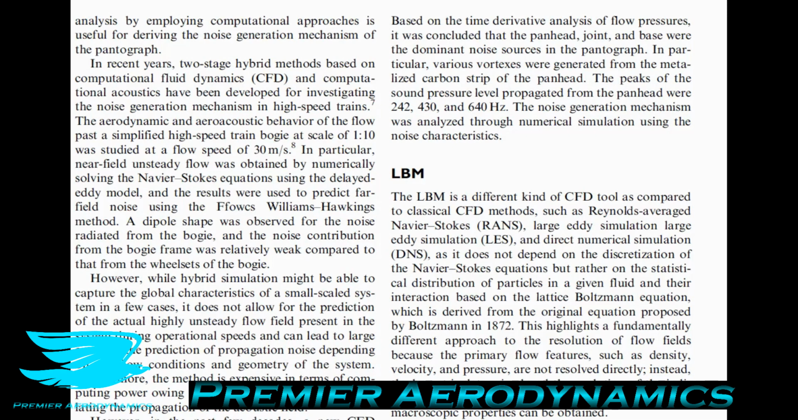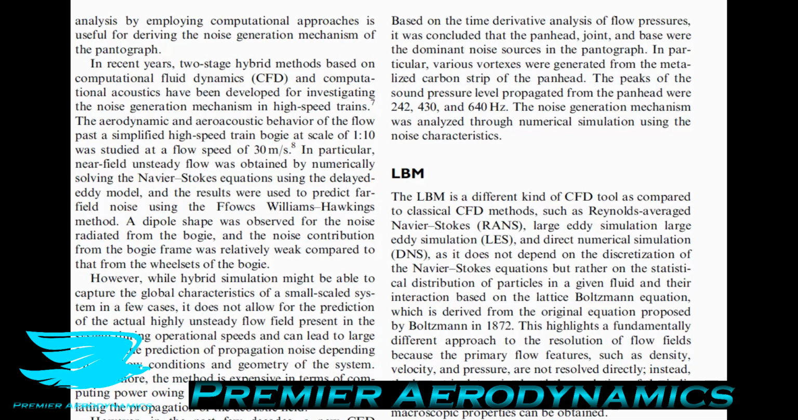Alternatively, they say that the aerodynamic and aeroacoustic behavior of the flow past a simplified high-speed train bogie at a scale of 1 to 10 was studied at a flow speed of 30 meters per second. In particular, near-field unsteady flow was obtained by numerically solving the Navier-Stokes equations using the detached eddy simulation, so DES or DDES or IDDES. I'm not sure which one they're referring to here, but it could be any of those. They say the results were used to predict far-field noise using the Ffowcs Williams-Hawkings method.